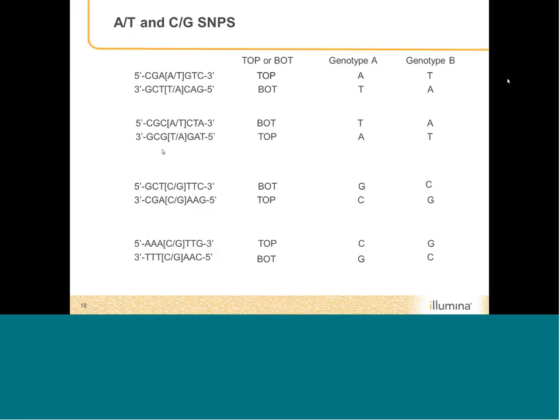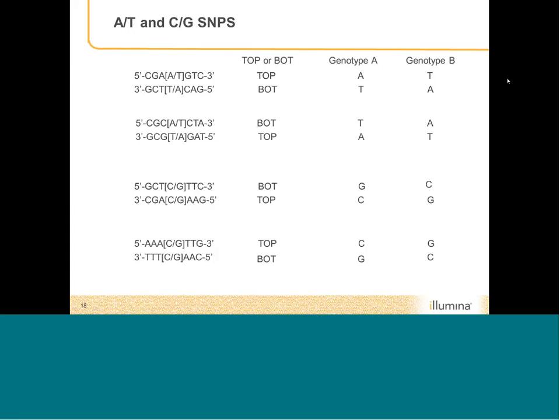For the second example, we have to actually go out to the second base when we're walking in order to find an instance where the determinant base is on one side and not on the other. In this particular case, this upper strand is the bot strand because the T is on the 3' side of the SNP, and on the other strand, the A is on the 5' side of the SNP. So this is bot, this is top, and the genotypes are assigned accordingly.